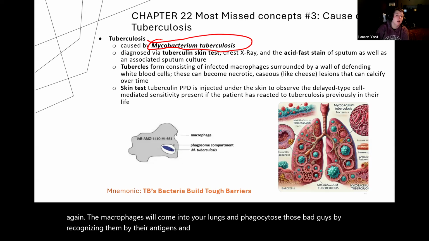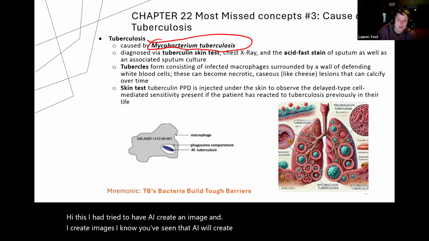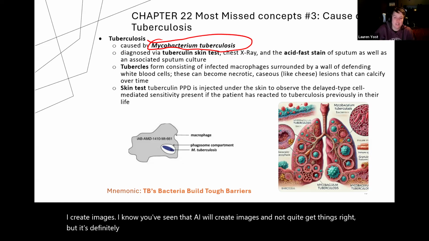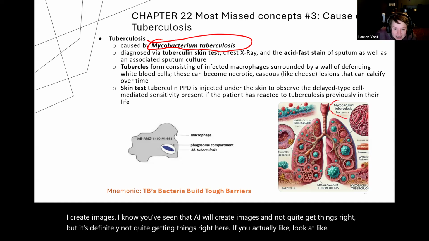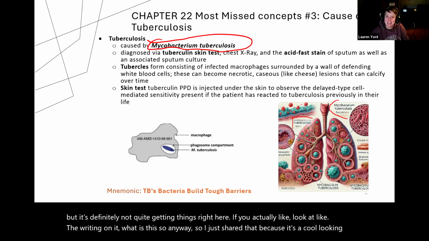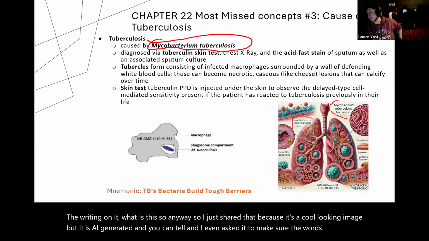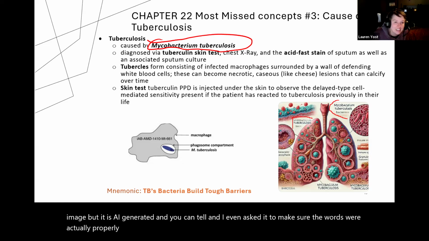I had tried to have AI create an image, and I don't know if you've ever had AI create images. I know you've seen that AI will create images and not quite get things right, but it's definitely not quite getting things right here. If you actually look at the writing on it, what is this? So anyway, I just shared that because it's a cool looking image, but it is AI generated and you can tell. And I even asked it to make sure the words were actually properly words, and it's not even after that. So AI is not smart enough for that yet.